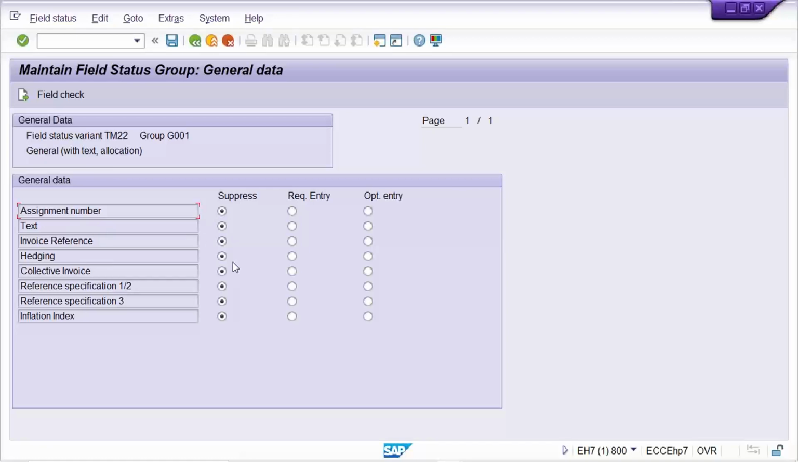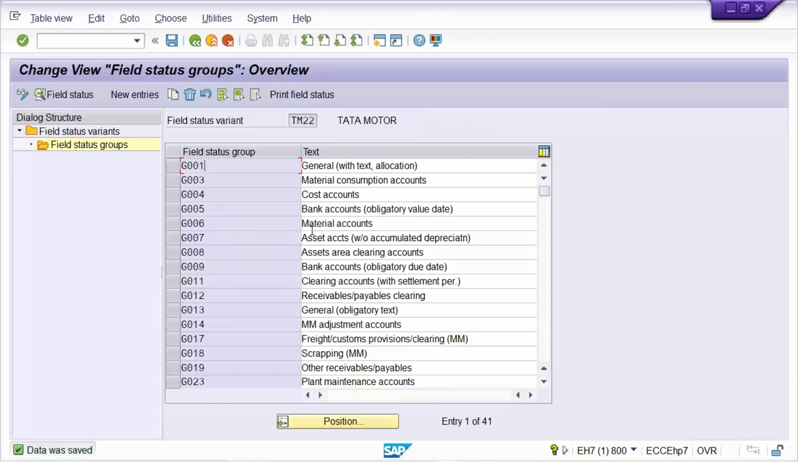All fields are suppressed. Let's suppose I make these two an optional entry, and then save it. So when you make this an optional entry, where is the impact? The impact will be there at the time of transaction posting.